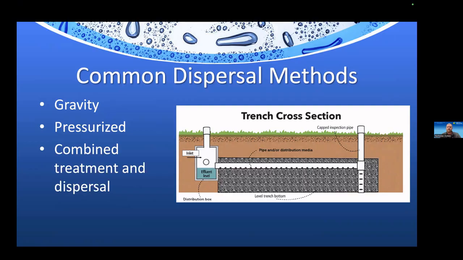In this image over here, there's a really good diagram showing the actual trench full of gravel and our sled pipe in there, distributing it across that. The thing to the left is a distribution box, which helps spread the water out to each dispersal trench evenly and well. So that comes from our septic tank down there.